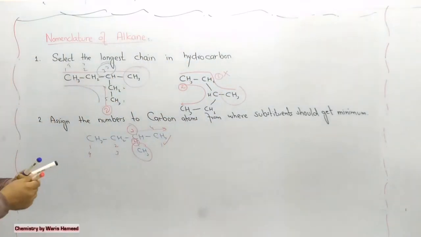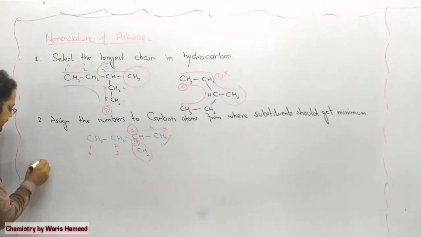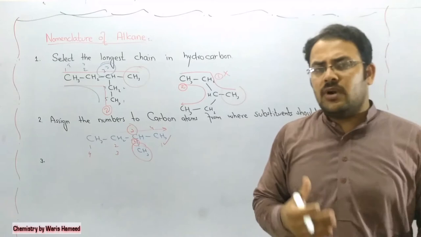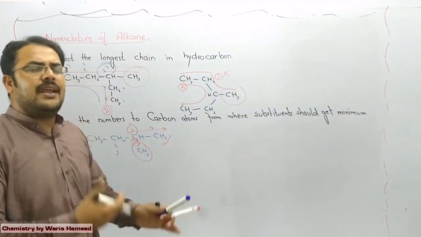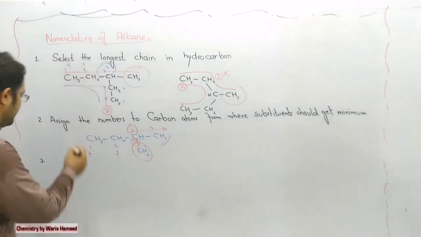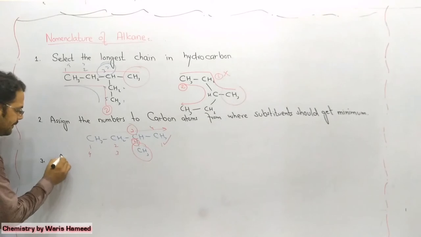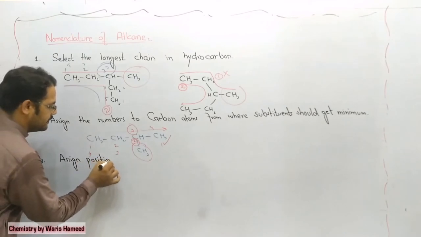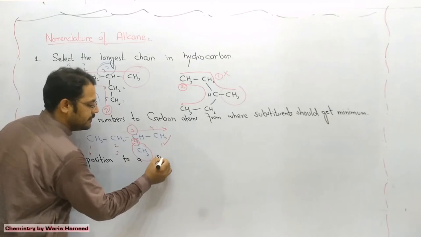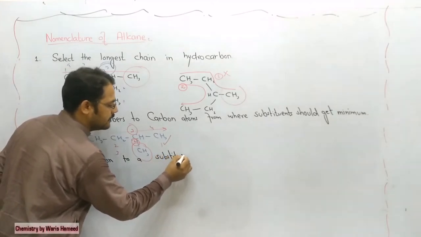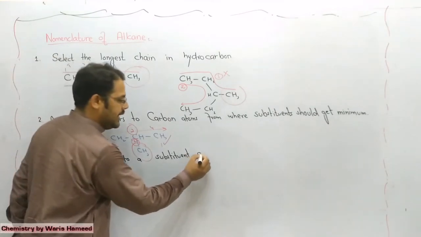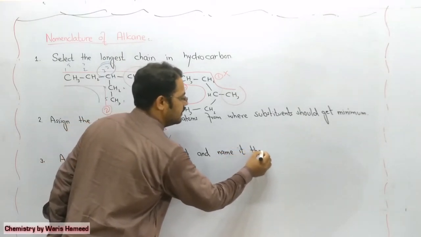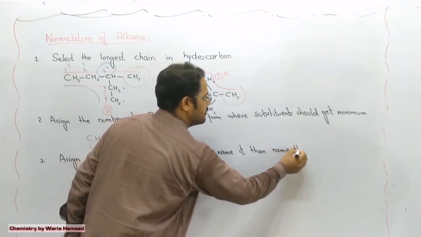The next rule is to assign the position to a substituent and give a name to the substituent, and at the end you have to name the parent chain. Assign the position to a substituent and name it, then name the parent chain.